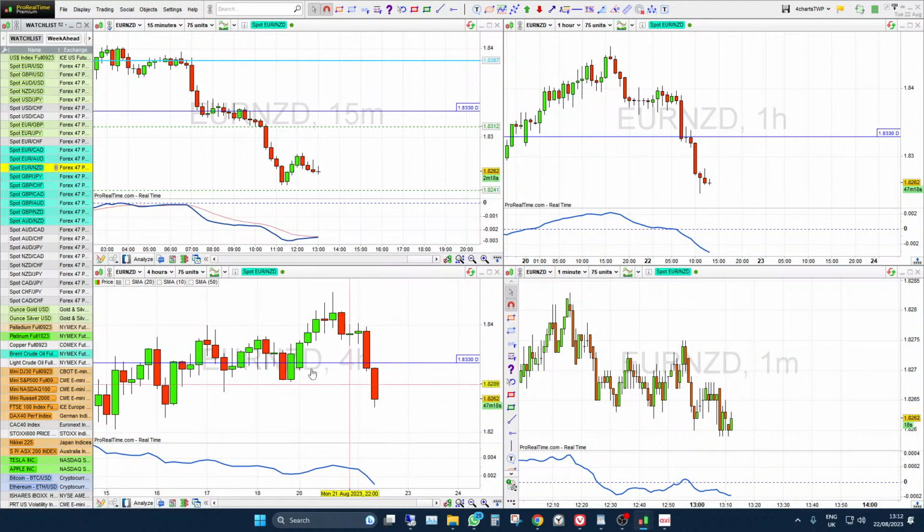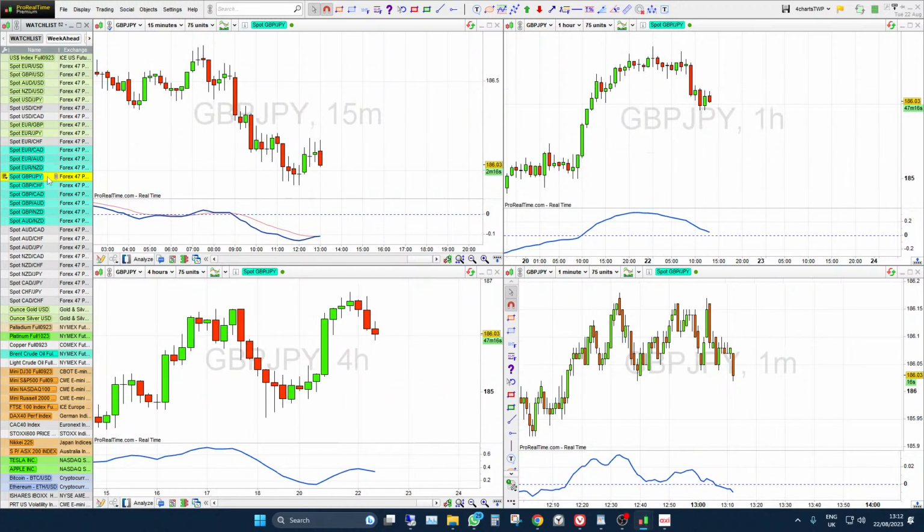EuroQ is still doing the same thing. It's heading lower. Let's look at pound yen. Again, starting to stall here. Look at this break below this level. Nice break there. Potential continuation down here.